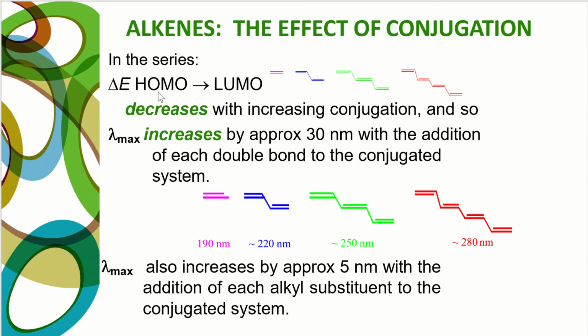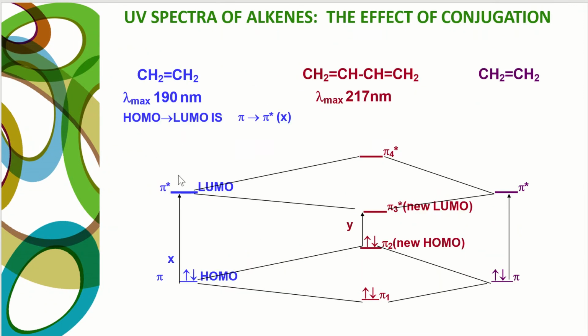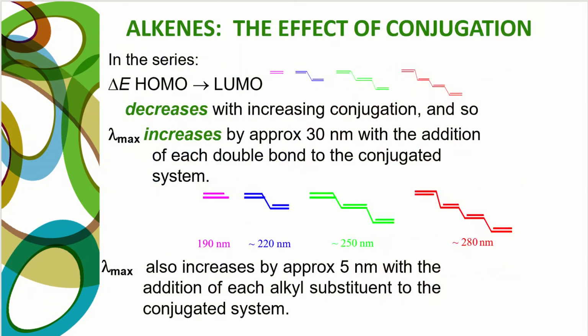So in the series, a change in HOMO to LUMO, as we said, decreases with increasing conjugation, and so the lambda max increases by approximately 30 nanometers with the addition of each double bond to the conjugated system. So here, as we saw with our simple alkene, that lambda max is 190, and every time we add another double bond, it increases by roughly 30.